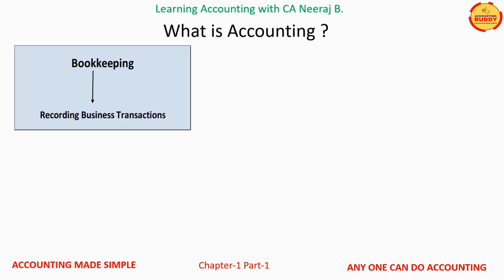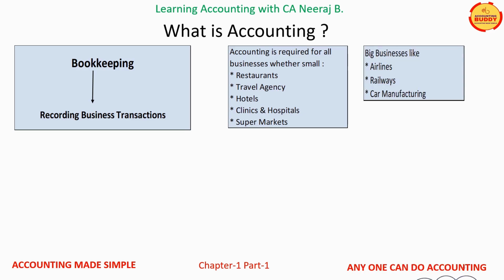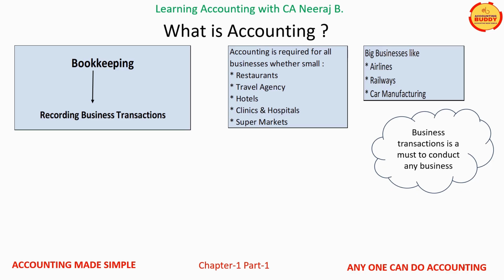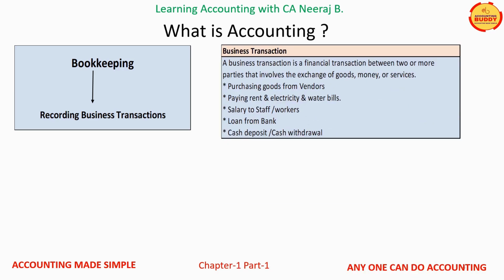For any small business like a restaurant, travel agency, hotel, hospital, supermarket in your respective cities, or a big business like airlines, railways, car manufacturing, there will always be business transactions in order to run the respective businesses. Now, the question is, what is a business transaction and what are its characteristics? There are three basic conditions which must be fulfilled to classify a transaction into a business transaction.